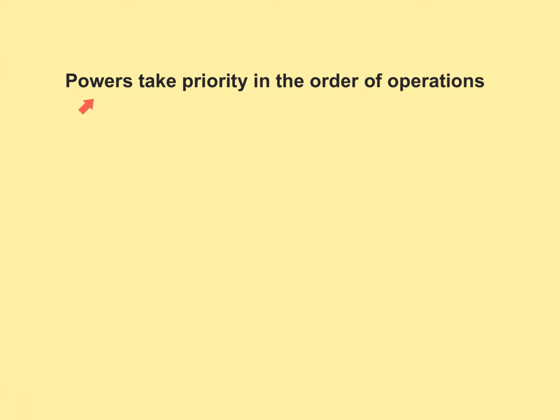It is very, very important to remember that powers take priority in the order of operations. So when we are doing BIMDAS, indices are over here and they take priority. Indices are things like powers and square roots. So let's work that out in an actual example.